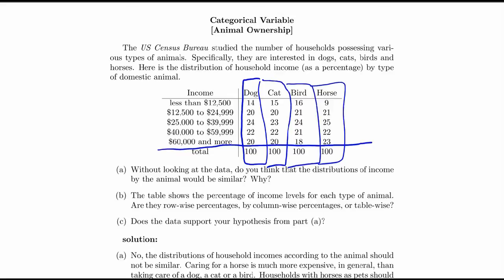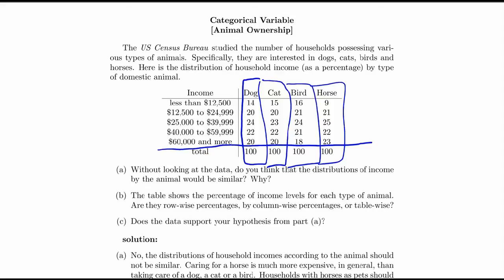Then in part C, we're asked, does the data support your hypothesis from part A? And so what we could do is look at these distributions number-wise, or we could also produce a graph. But if we just look at the numbers that are given above part A, we see that for dogs, cats, and birds, the distribution of income are more or less uniform. So the percentages are very close to 20 in each category.